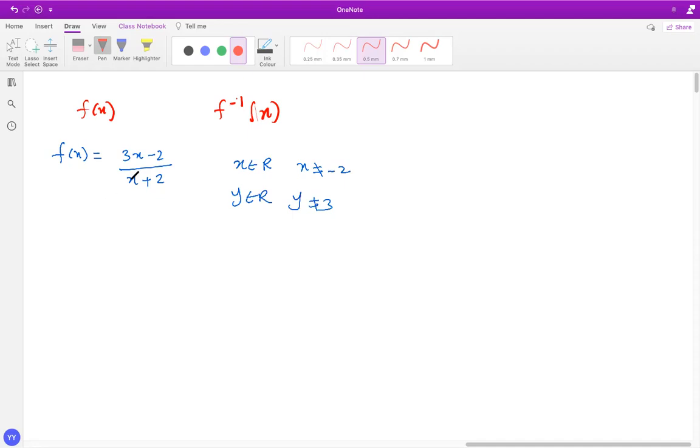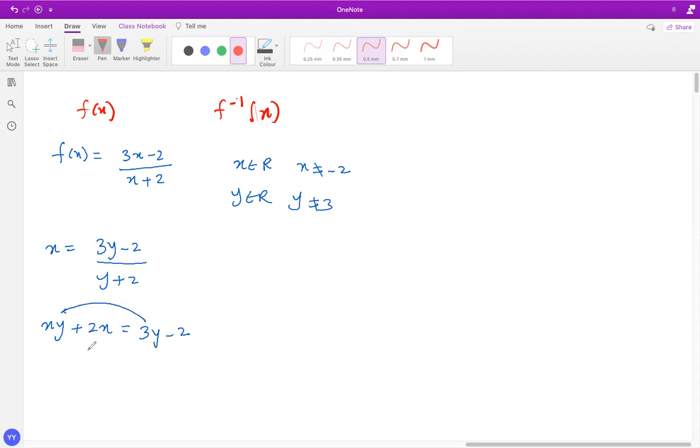Now, in order to find the inverse of this function, interchange x with y. So it'll be x equals (3y minus 2) over (y plus 2). You cross multiply, so it becomes xy plus 2x equals 3y minus 2.